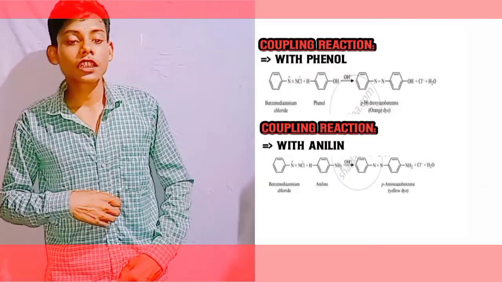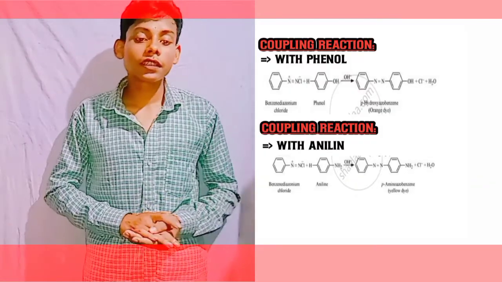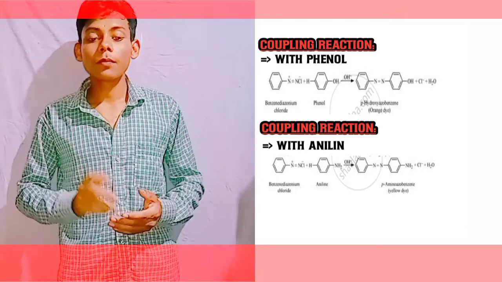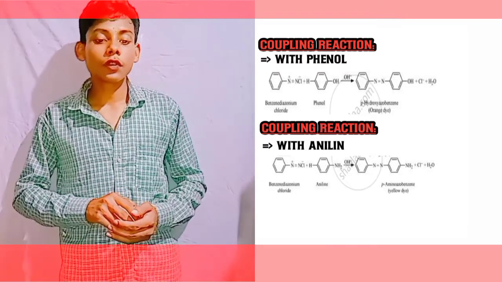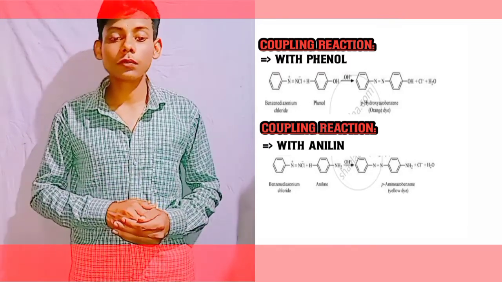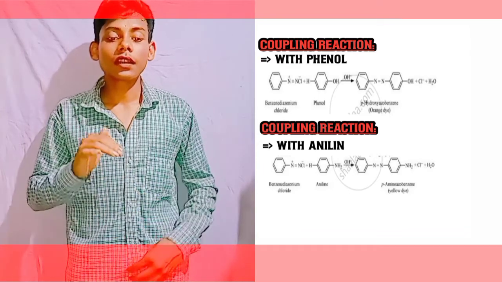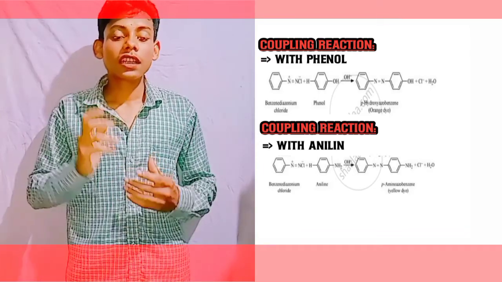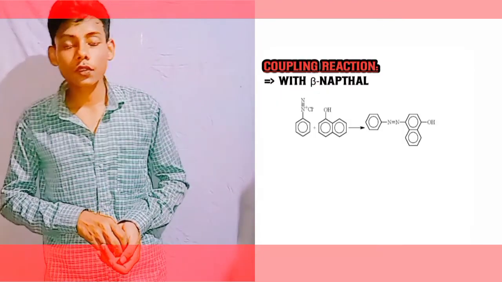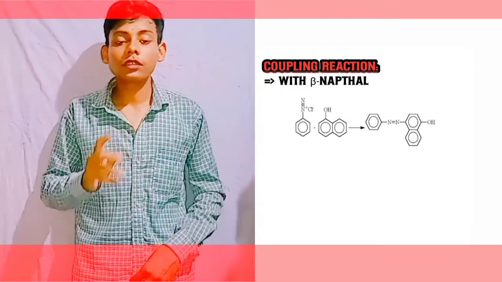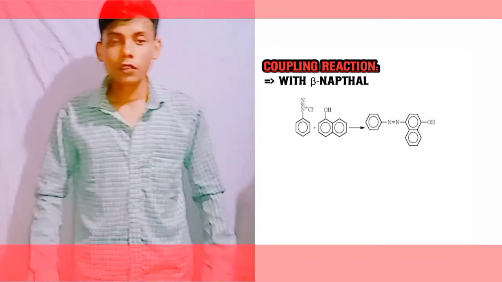Then I will discuss the coupling reaction. Coupling reaction with phenol forms an orange colored dye, and the coupling reaction with aniline forms a yellow colored dye. And when it reacts with beta naphthol, it forms a red colored dye. So now I will discuss some important questions.